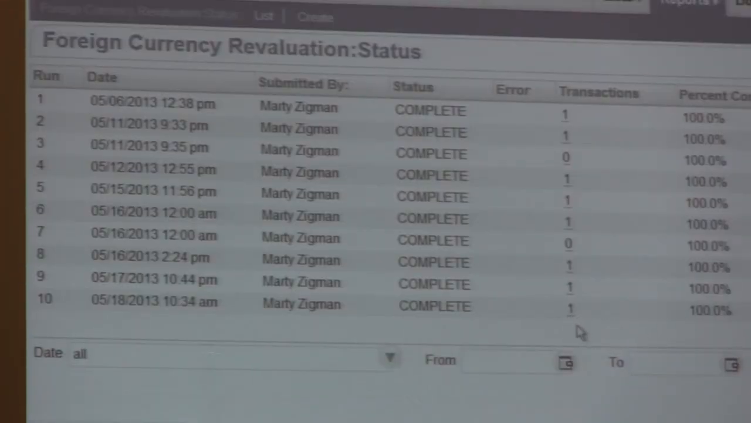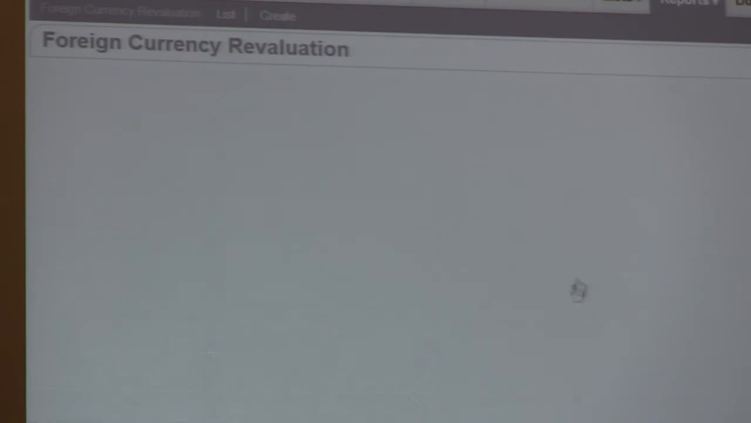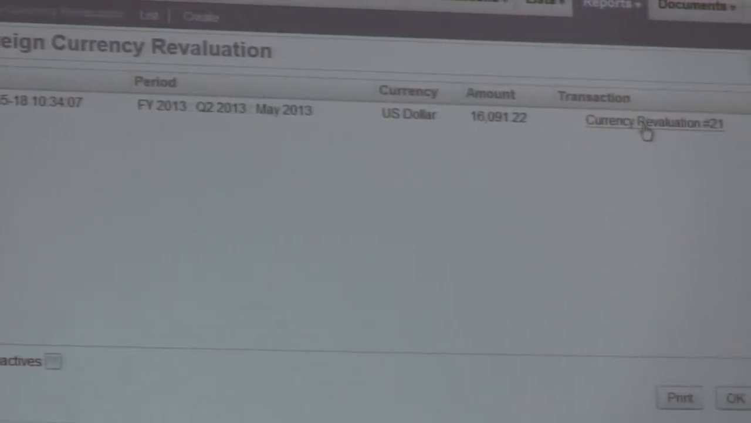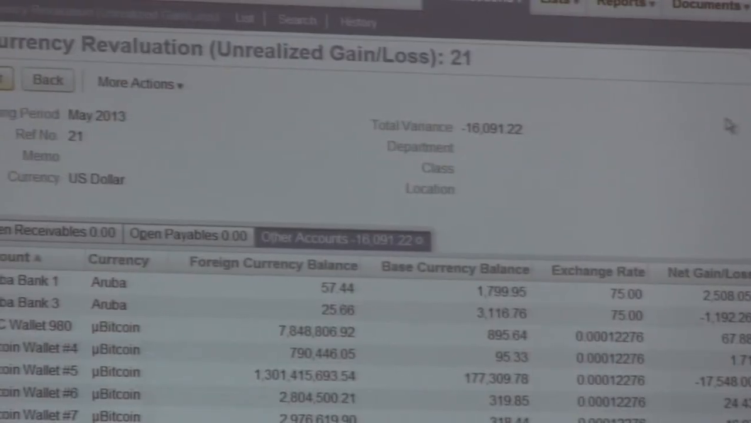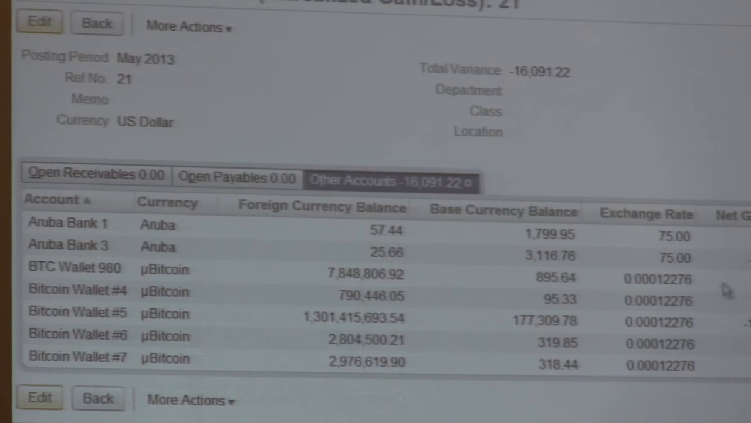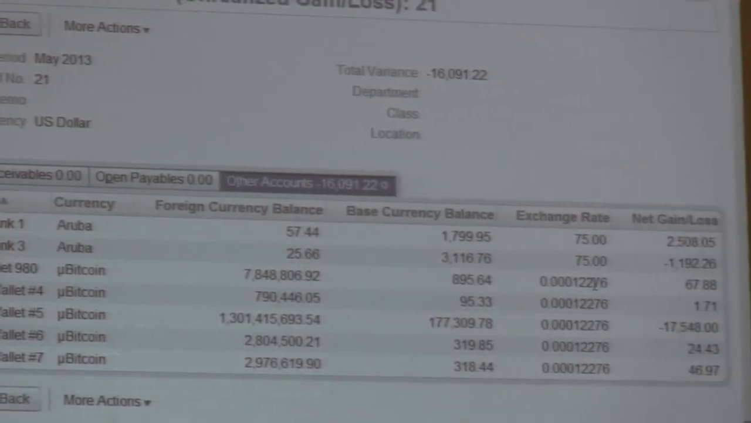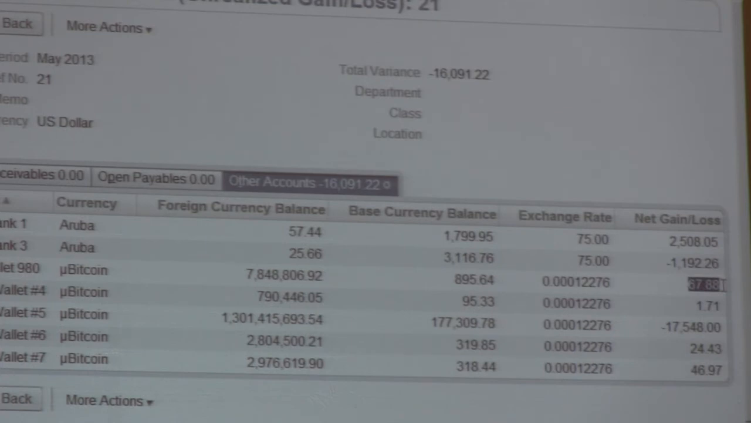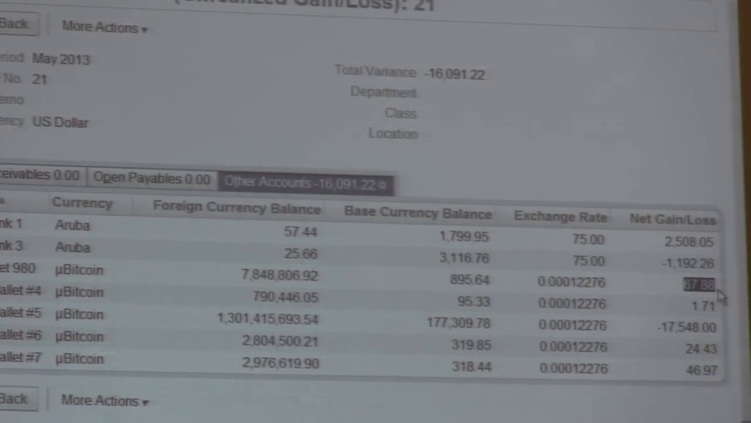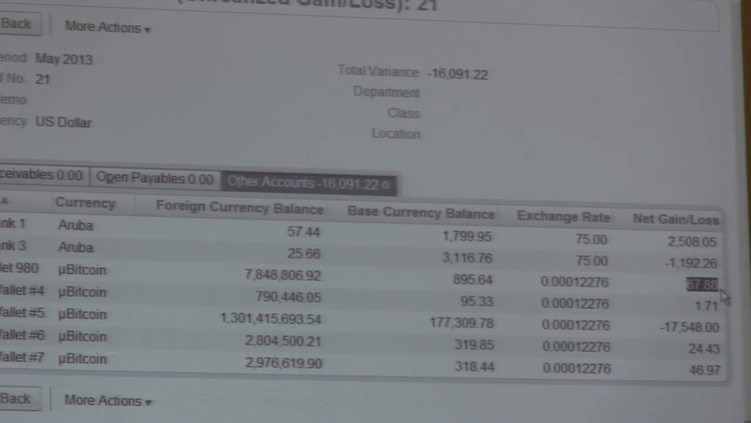Very good. It looks like it's complete. Let's go look at what it produced. It created a transaction for us called currency revaluation. If we pop down and look here, the price of the Bitcoin at the current exchange rate resulted in a gain of $67.88. If the prices fall, we're going to have losses. If the prices go up, we're going to have gains. You get to determine the frequency for which you're going to recognize that.